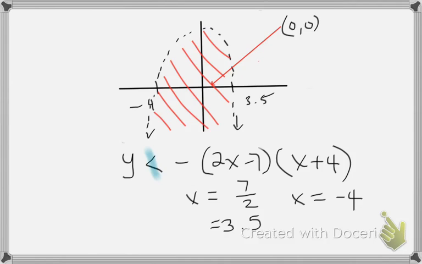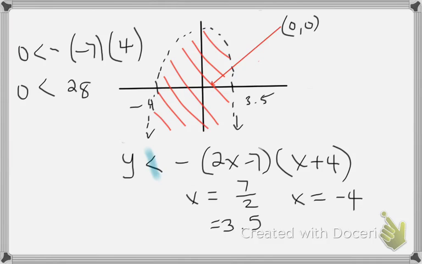So if I plug in a 0 for y and plug in 0 for x, the inequality should turn out true. So is 0 less than negative 28? And that turns out to be 28. So yes, it is. So that is a quick check. Just take a test value and see if it satisfies the inequality. And if it does, that's your region. If you've made a mistake and this inequality turns out to be wrong, then just shade the other region.